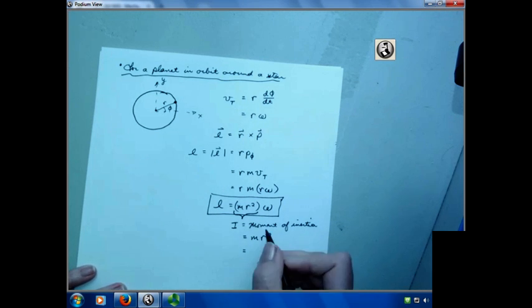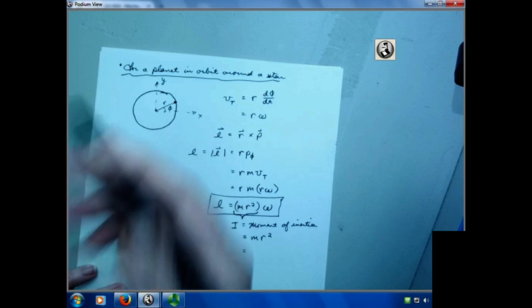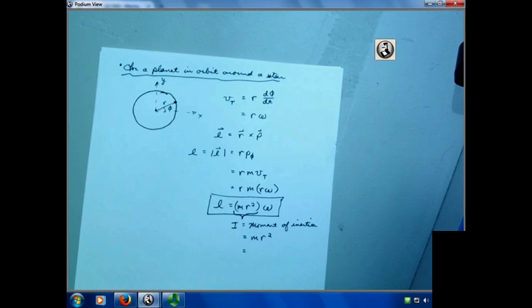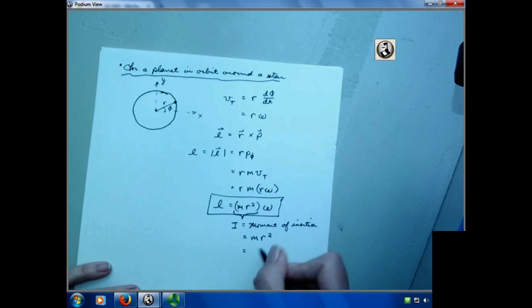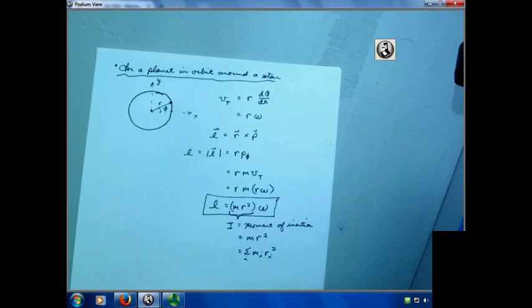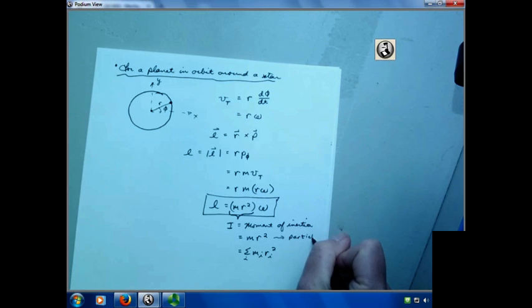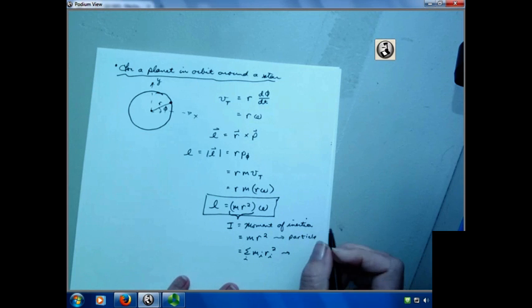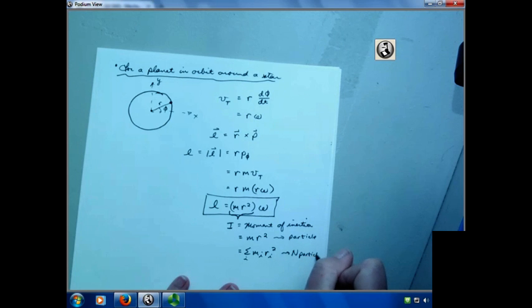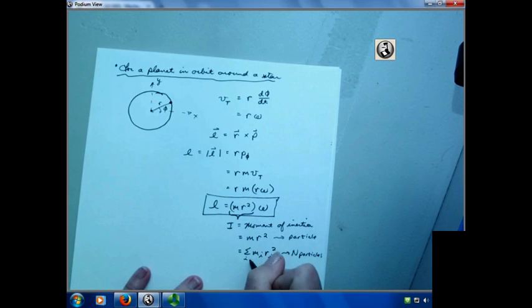Also, if I had multiple particles, maybe I wanted to find the total angular momentum associated with the whole solar system, I'd have to add up for each particle m sub i r sub i squared. That's fine. I'm sure you guys remember this was just for a single particle, or something that can be well approximated as a particle. This is for multiple particles, I'll call it n particles, assuming that this sum goes from 1 to n.